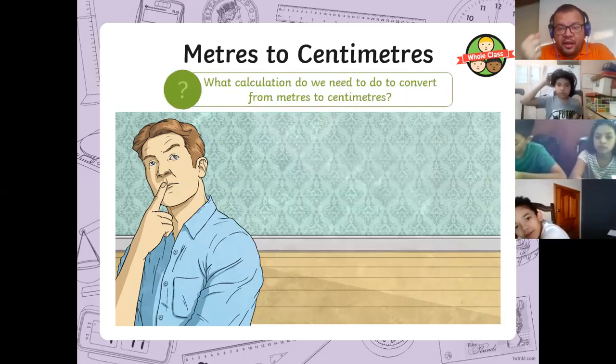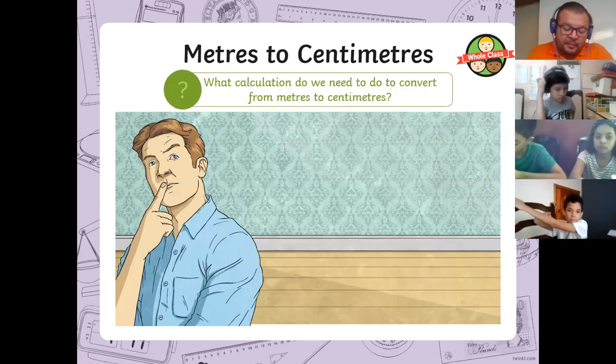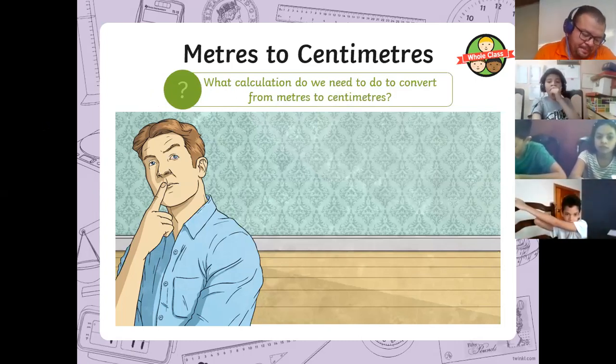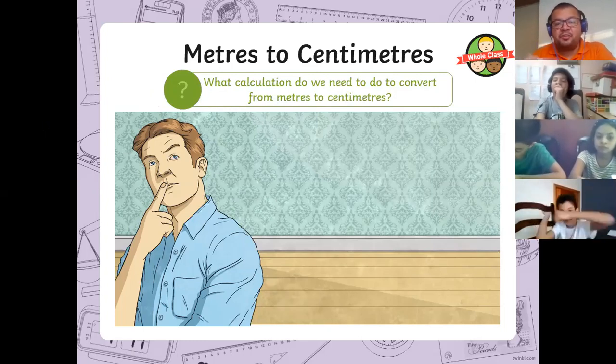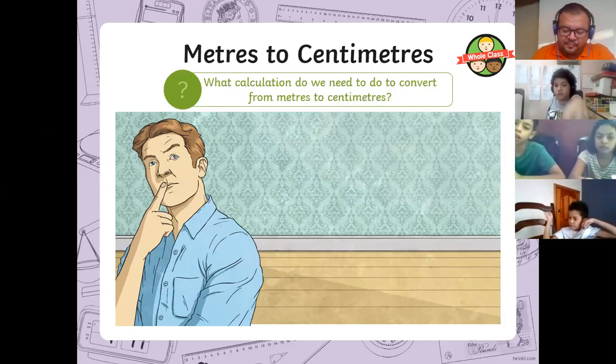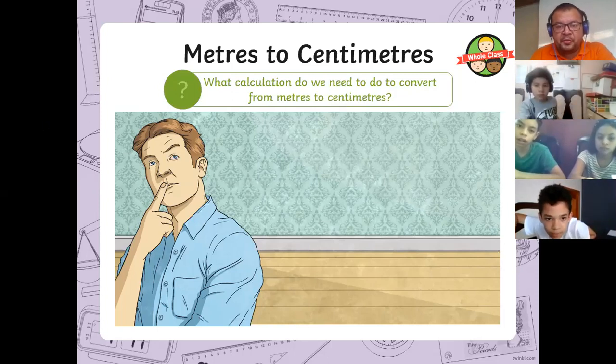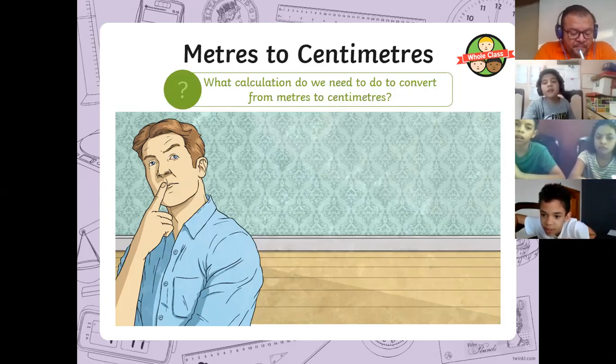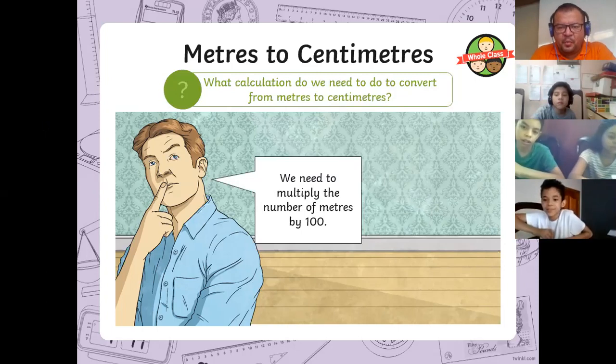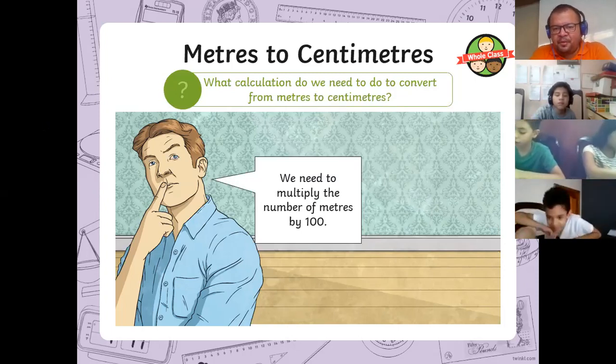Now, what calculation do we need to do to convert from meters to centimeters? Multiply times 100. Addition, subtraction, division, or multiplication? We need to multiply the number of meters by 100.